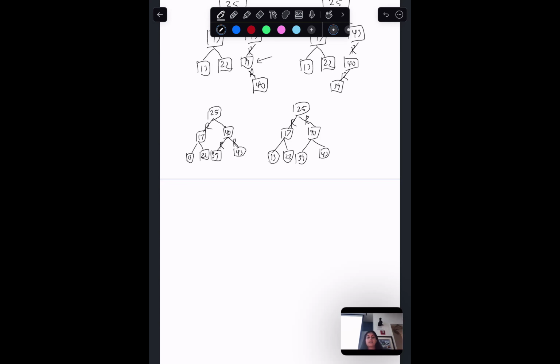And then the last question is the largest value. Does anyone have a guess at this or any idea about that? Any of the leaves? Okay. Do we have anyone that has a different answer than that? Okay, great, because that's correct.